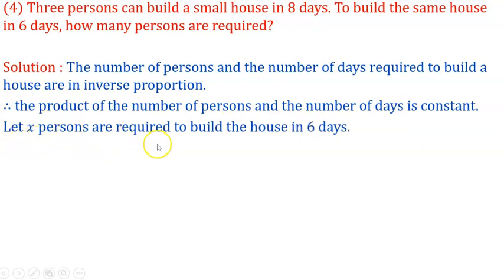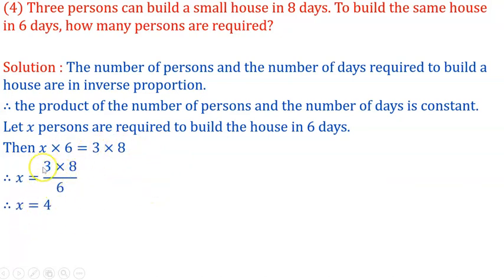Let x persons be required to build the house in 6 days. Therefore, x into 6 is equal to 3 into 8. Okay. Therefore, x is equal to 3 into 8 upon 6. Then you will get here 3 into 8, 24. 24 upon 6. You will get here x is equal to 4. The answer is 4 persons are required. Okay. Next.